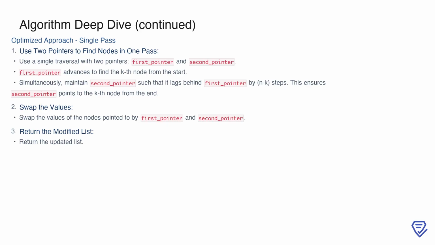As first_pointer moves forward through the list, second_pointer starts lagging behind by n-k steps. This ensures that by the time first_pointer reaches its target, second_pointer will already be in position. Once both nodes are identified, we simply swap their values, just as in the brute force method. This approach allows us to achieve the same result in a more efficient manner while still keeping the implementation straightforward. After the swap, we return the updated list.